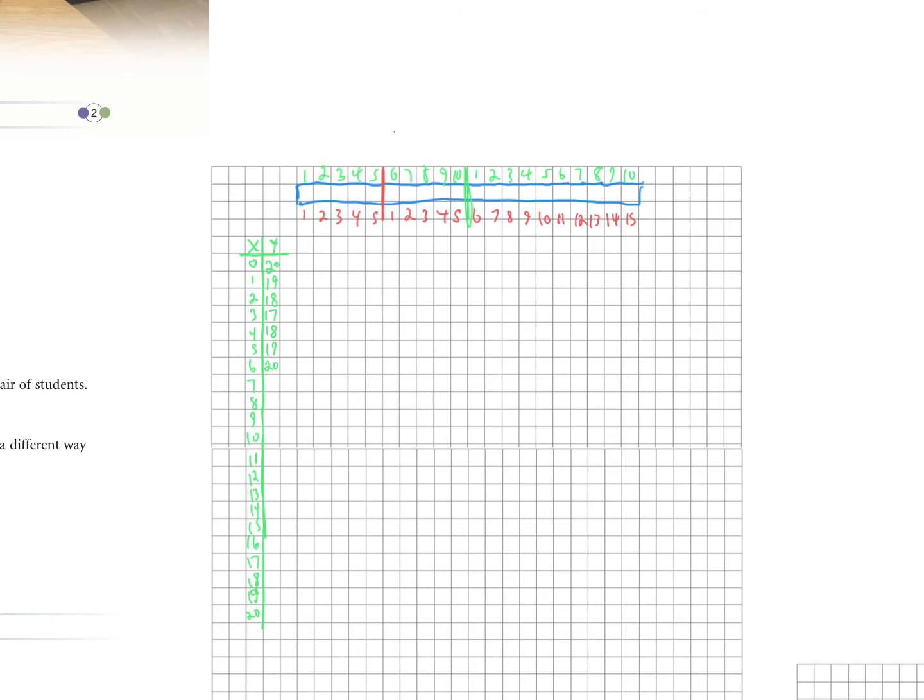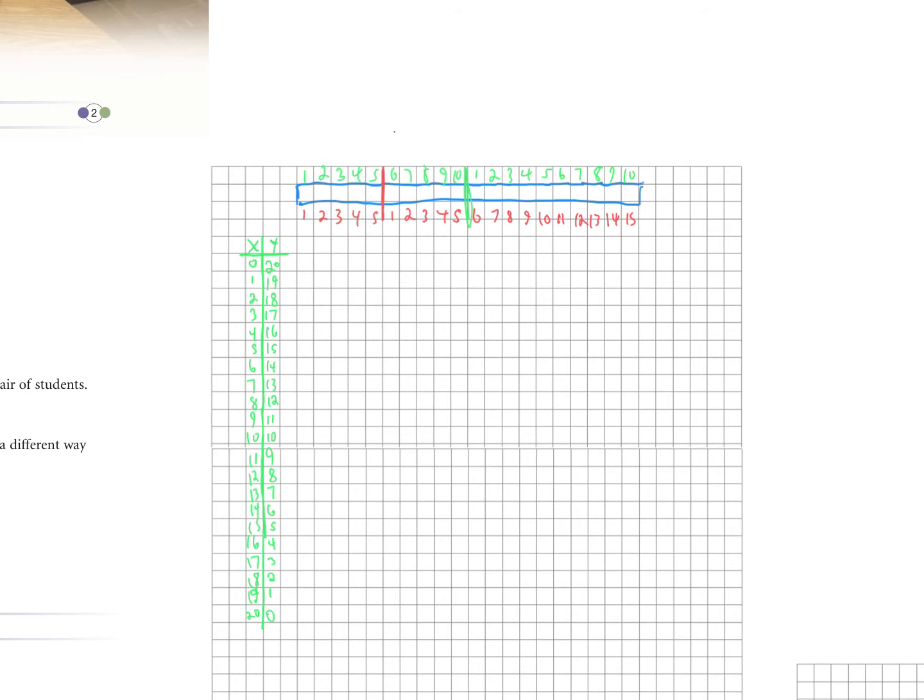So this would be 17, 18, 19, 20. Oh, going the wrong way. What am I doing? 17, 16, 15, 14, 13, 12, 11, 10, 9, 8, 7, 6, 5, 4, 3, 2, 1, and of course 0.